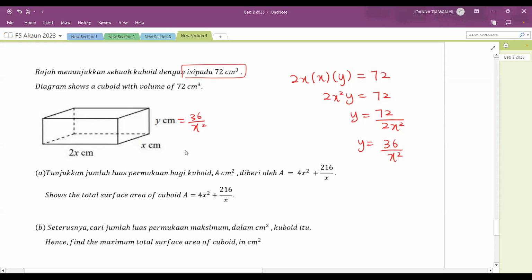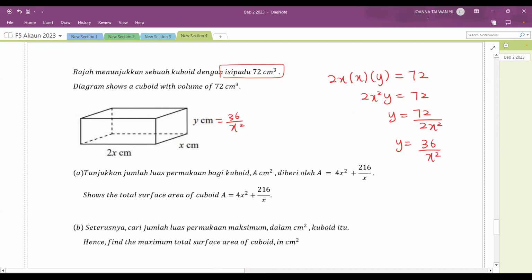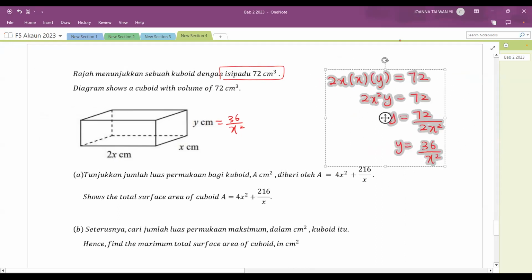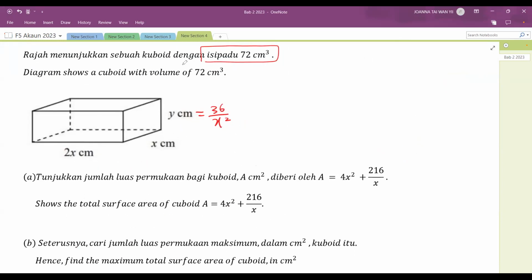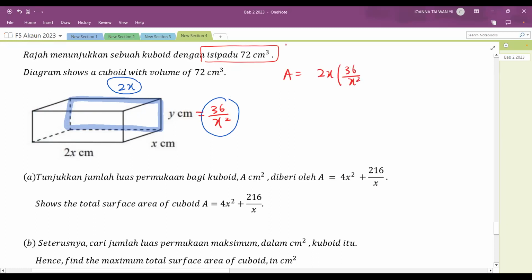Okay, can you tell teacher, cuboid got how many surface? Cuboid ada berapa luas permukaan? 6, betul. Ada 6 permukaan. So, ini saya pindah ke bawah dulu. Okay, permukaan ini dulu. Ini adalah apa darab apa? This one is 2x times y, correct? So 2x times this one, right? So luas permukaan dia 2x darab 36 per x kuasa 2.